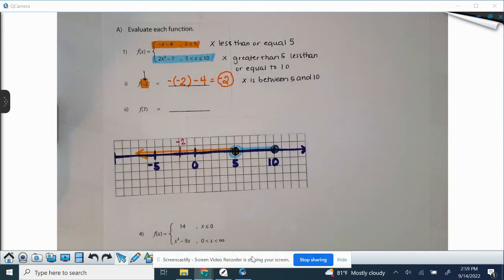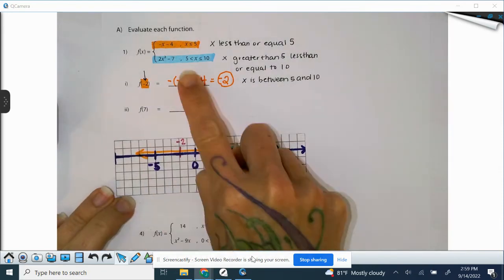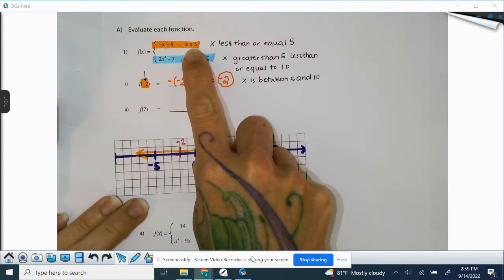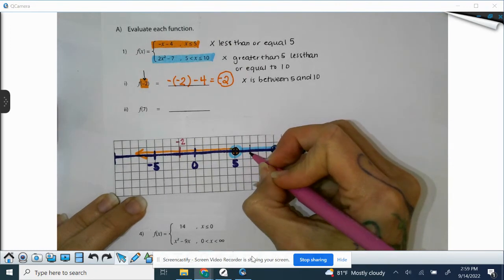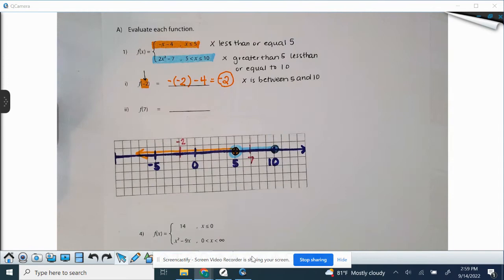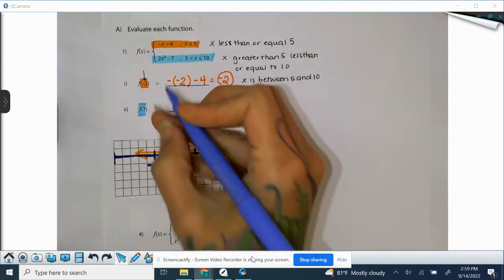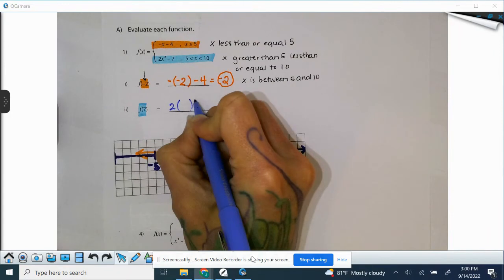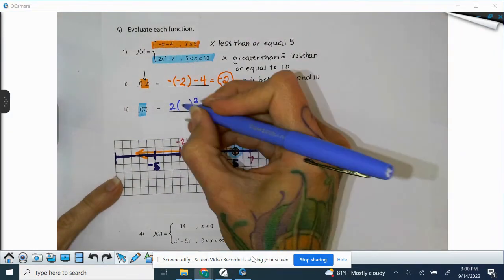For the second one, we're looking at 7. Does 7 fall between 5 and 10, or is it less than 5? So we're going to go find 7, just 6. This is 7. So it is in our blue function. So we're going to use our blue function, or the second function. And again, that is going to mean we're going to plug in that 7 in the blue function. So that's 2, open parentheses, squared, minus 7. And we're going to plug in there a positive 7.